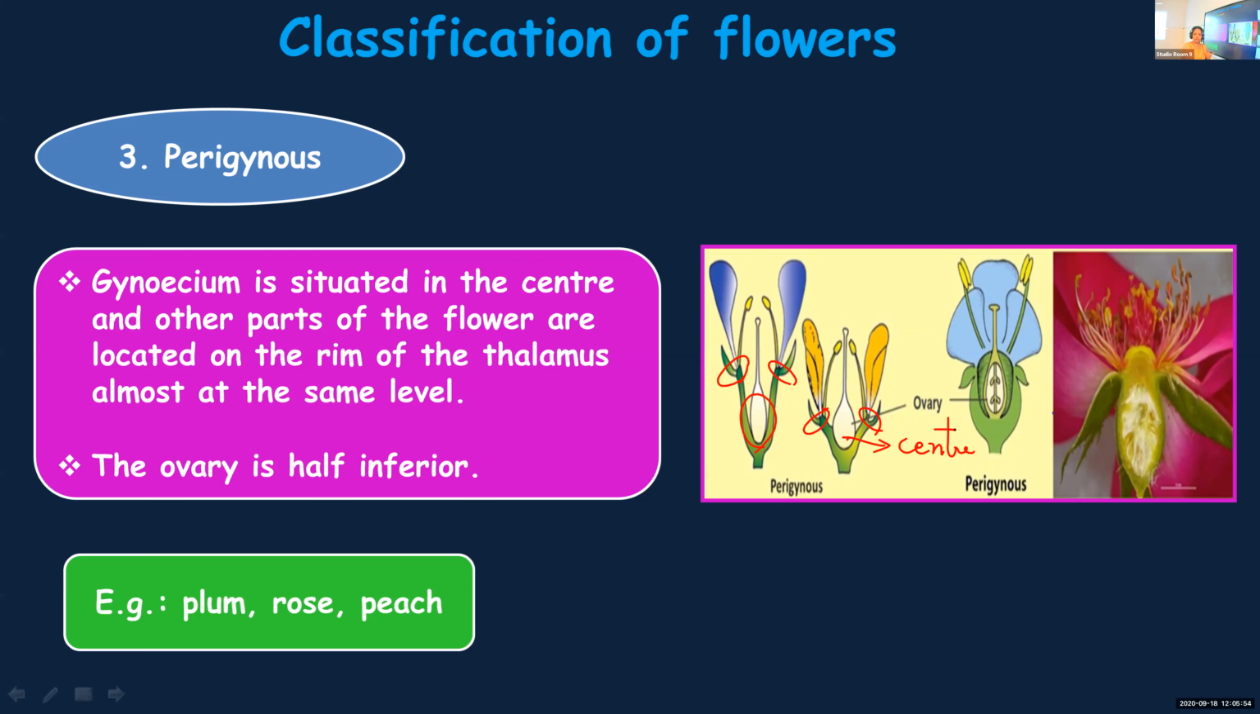Epigynous, inferior ovary. Perigynous, half inferior. Here the gynoecium is occupying the center position and all the other appendages will be arranged on the rim of the thalamus almost at the same level. Such a flower you call perigynous flowers. Clear, Nandana? Yes, ma'am. Okay.